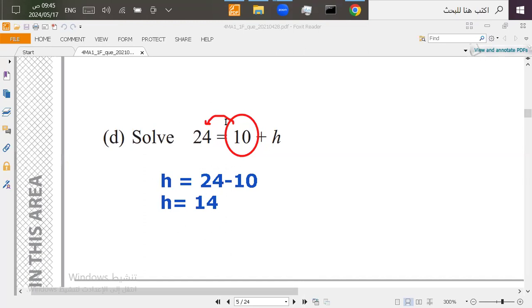When you solve, focus on the steps, taking numbers to the other side and changing the signs. If it's plus, make it minus. If it's minus, make it plus. Addition and subtraction are opposites. Multiplying and dividing are the opposite of each other. Now, let's move on to the next question.